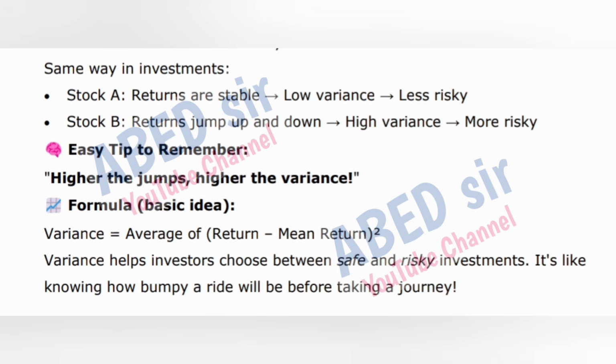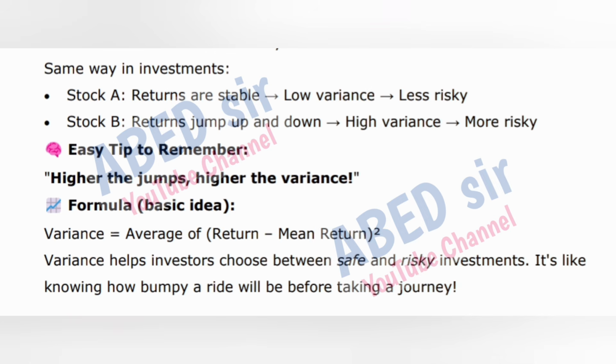Same way in investments. Stock A, returns are stable, low variance, less risky. Stock B, returns jump up and down, high variance, more risky. Easy tip to remember. Higher the jumps, higher the variance.